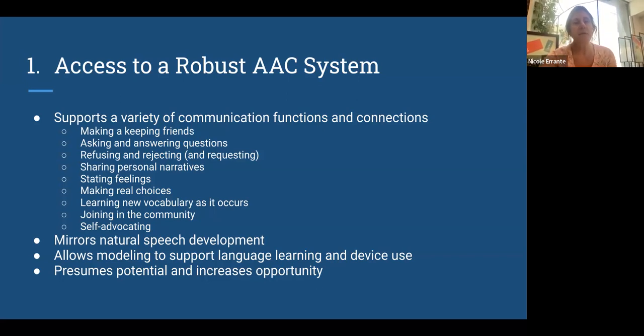And then also access to a robust AAC system mirrors more of what we do when we talk to kids for natural speech development. We really don't limit what we say, you know, even with babies, we're using all kinds of words. So we want to mirror natural speech development as far as the input we provide as much as we can. And when we're modeling on a device with robust vocabulary, we can do that.